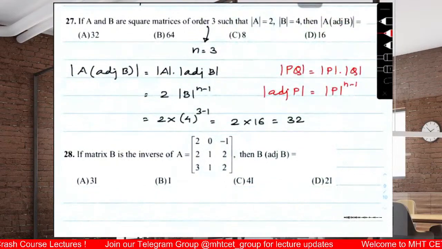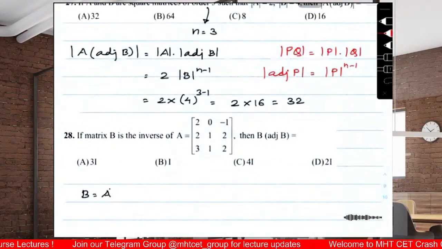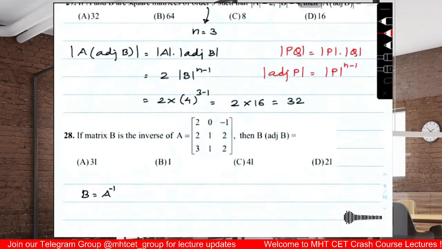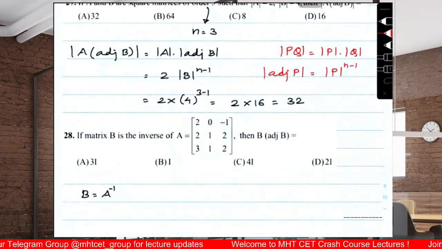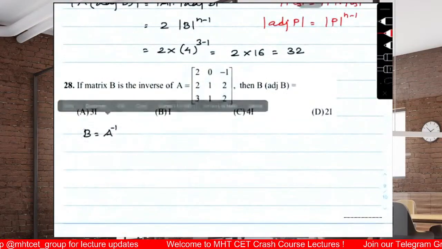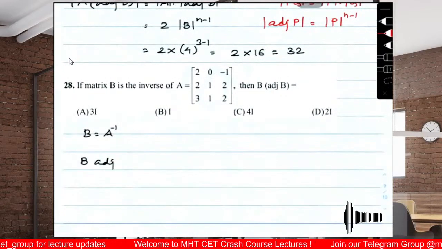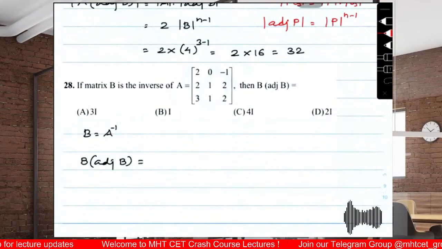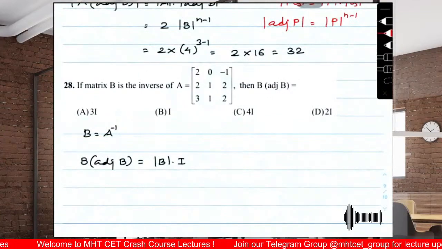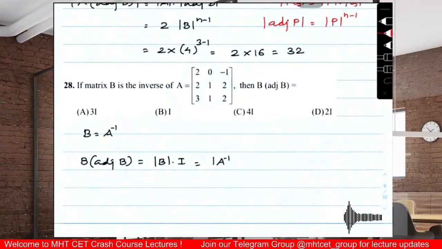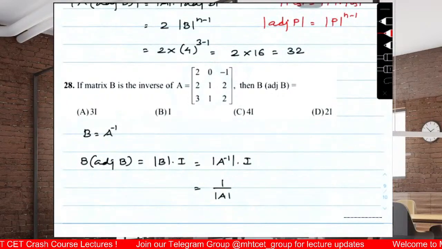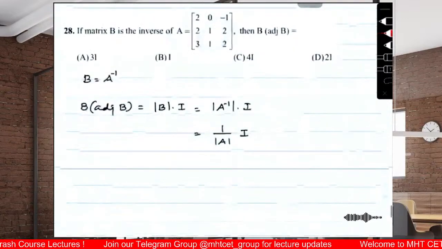B is inverse of A. Matrix B is inverse of A. Matrix A is given, then B into adjoint of B. So B into adjoint of B is same as determinant of B into I. Okay, now determinant of B will be same as determinant of A inverse into I. Determinant of A inverse is same as 1 upon determinant of A into I. Find determinant of A here.